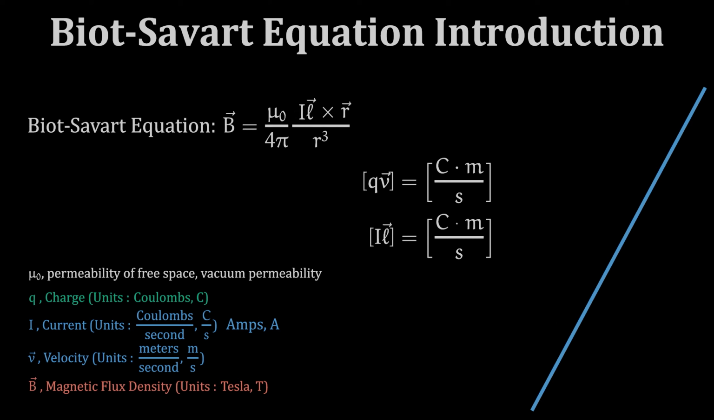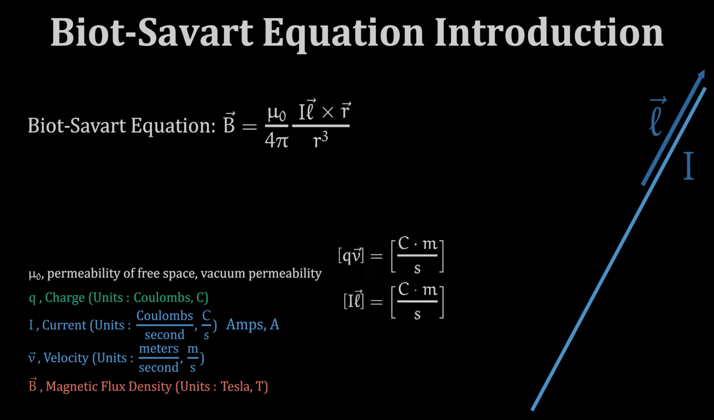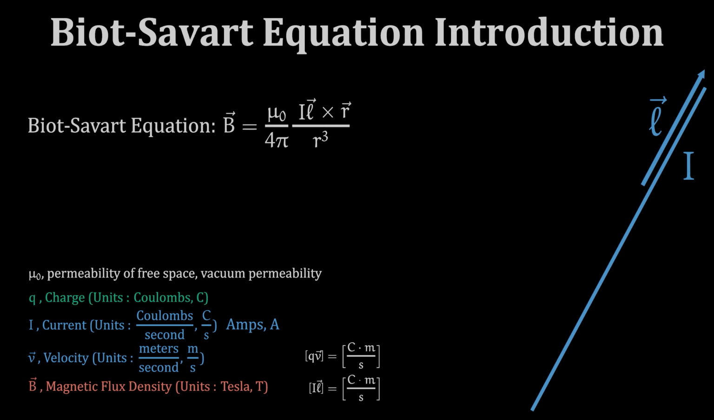This equation, however, implies that the entire length of the wire is in the same direction, and that each piece of the wire is exactly the same distance from the single point in space where we want to calculate this B field. This distance is what is measured by the vector r in the equation.